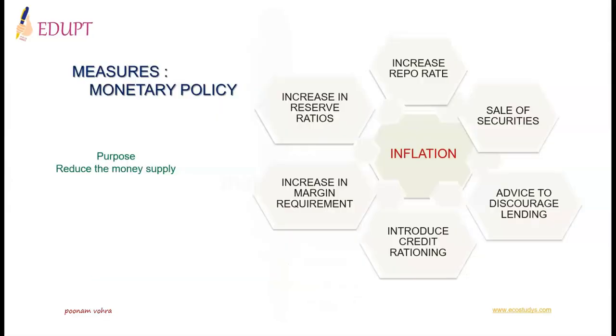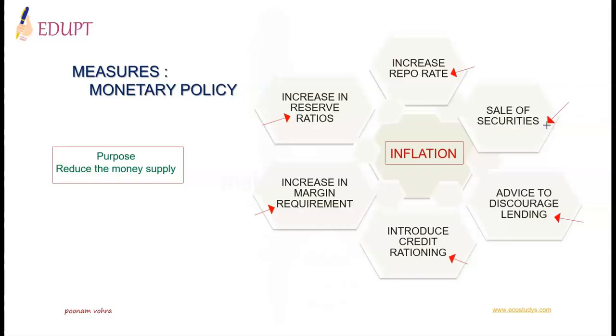So let us begin. If there is excess demand in the economy, it results in inflation. So inflation has to be controlled. For that, aggregate demand has to be reduced by an amount equivalent to the inflationary gap. Aggregate demand can be reduced by reducing the money supply. In order to reduce the money supply, government needs to take various steps, which may include making changes in repo rate, reserve ratio, margin requirement, credit rationing, lending, or securities.